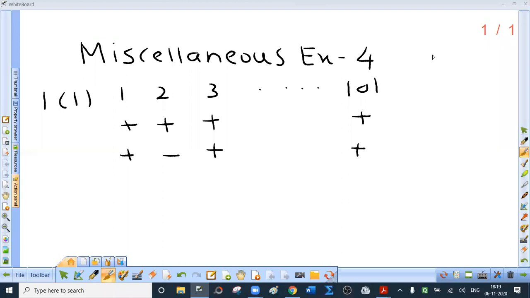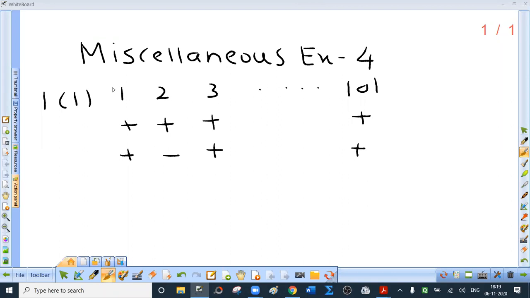Now we will be discussing miscellaneous exercise 4. First sum, select the correct answer from the given alternatives, that is, we'll be solving MCQs. First one: the total number of terms in the expansion of (x plus y) raised to 100 plus (x minus y) raised to 100 after simplification is, this is interesting.